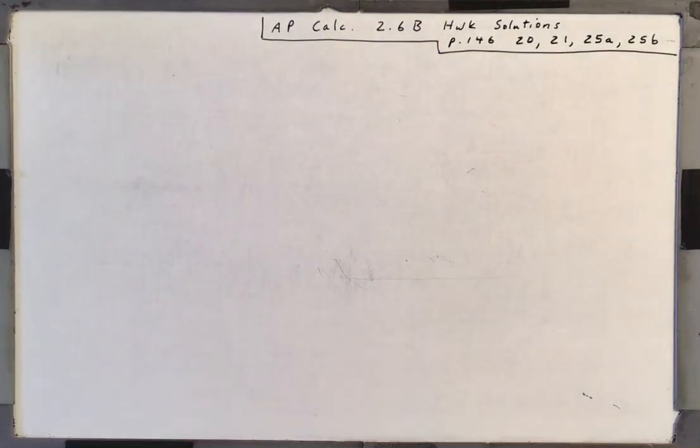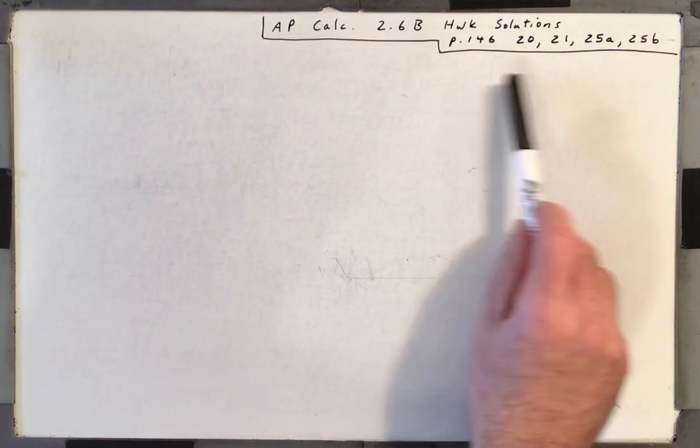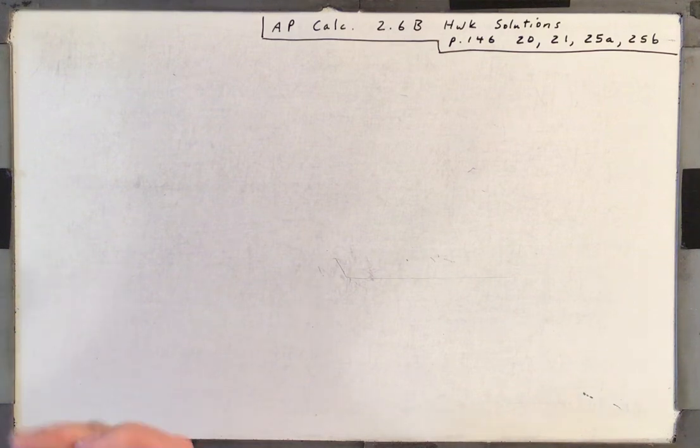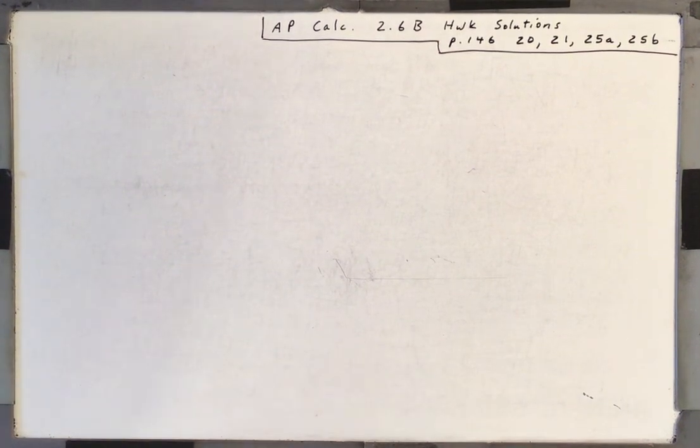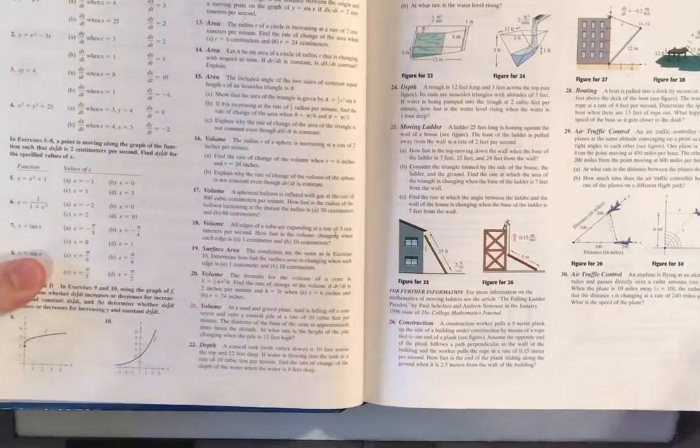We are working 2.6b homework solutions. These are some classic related rate type problems, and we're starting on page 146, number 20. So let's just bring that into view.